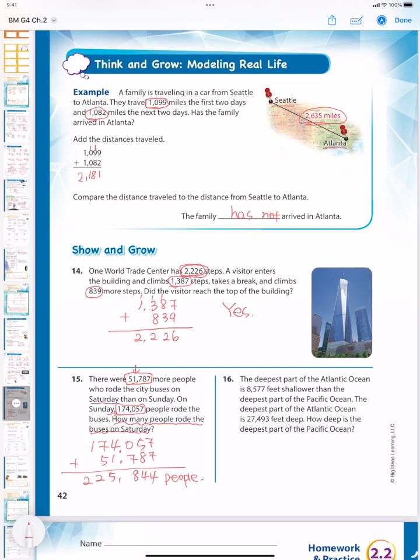Then let's move on to number 16. The deepest part of the Atlantic Ocean is 8,577 feet shallower than the deepest part of the Pacific Ocean. The deepest part of the Atlantic Ocean is 27,493 feet deep. How deep is the deepest part of the Pacific Ocean? You have to add these two numbers together to find out how deep is the deepest part of the Pacific Ocean. So please make sure to line them up by their place value.